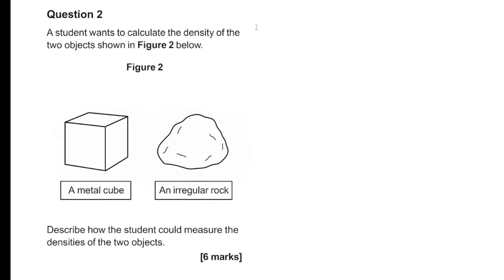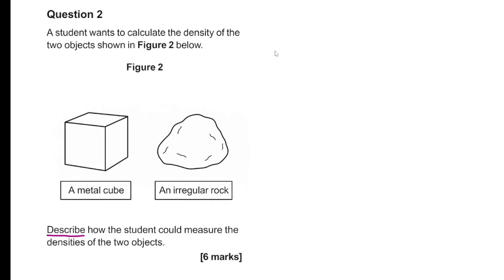A student wants to calculate the density of the two objects shown in figure 2 below. Metal cube, irregular rock. Describe. The keyword or the command word here is describe. Now that's an important thing to notice. How the student could measure the densities of the two objects.